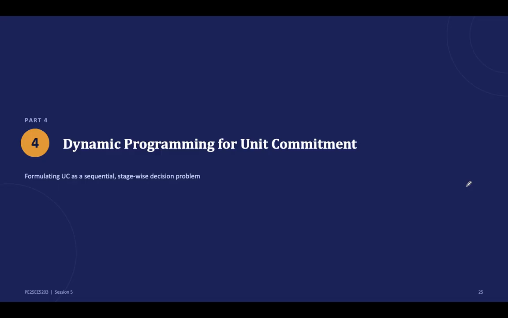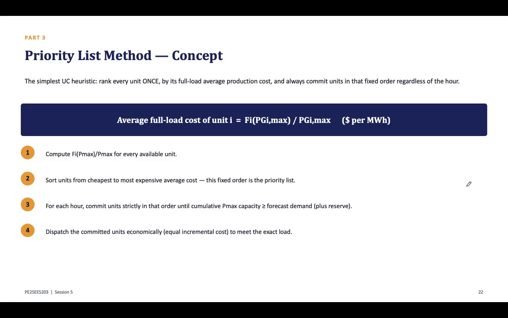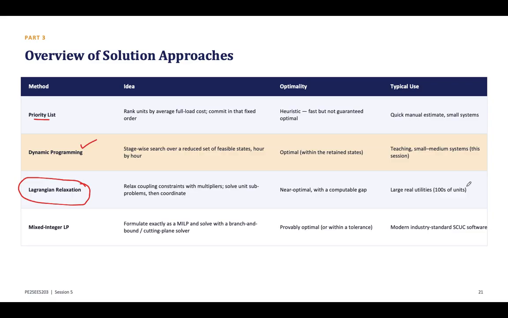So we shall move on to dynamic programming now. After the priority list, we had a worked example. We understood how the priority list works. We understood its limitations, its merits and demerits and everything. Now we shall see how dynamic programming works.